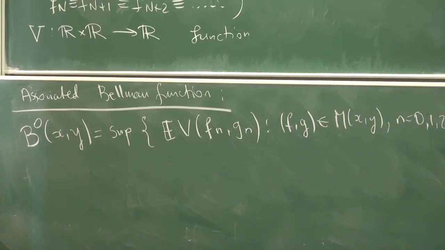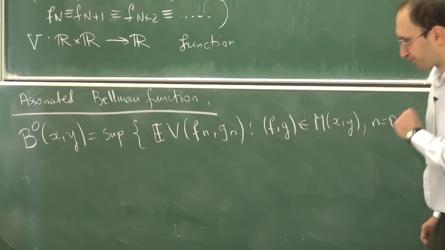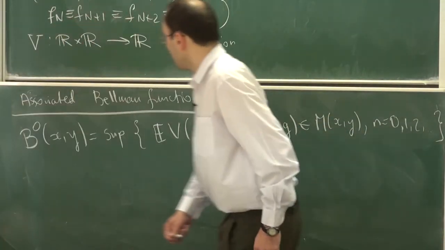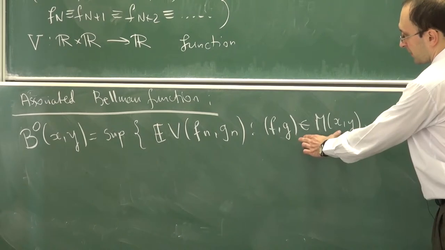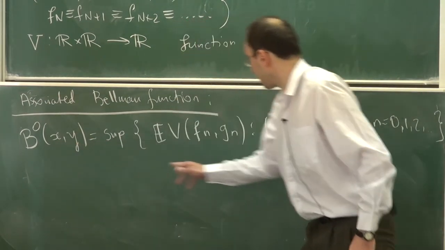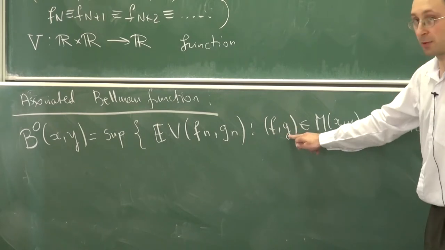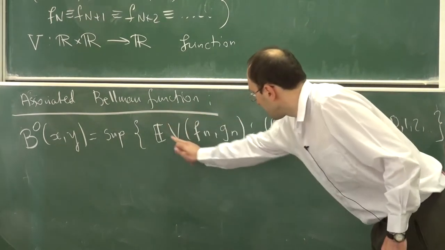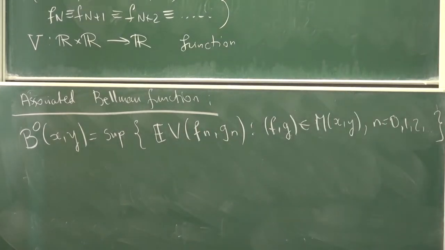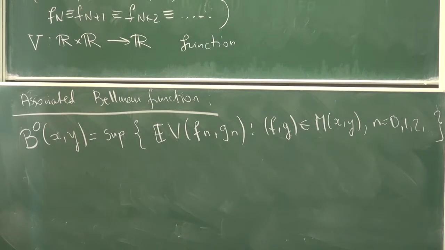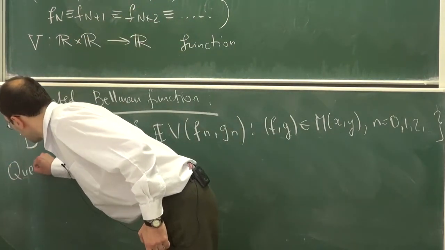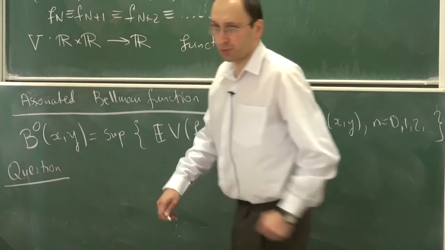All right. So what do we do? We take this function we fixed here. We evaluate it at these. We pick a point x, y. We pick a martingale pair f, g from this class. We evaluate this pair by the function V and take expectation. And you want to get as much as we can. And the question is, what is the formula for B0?